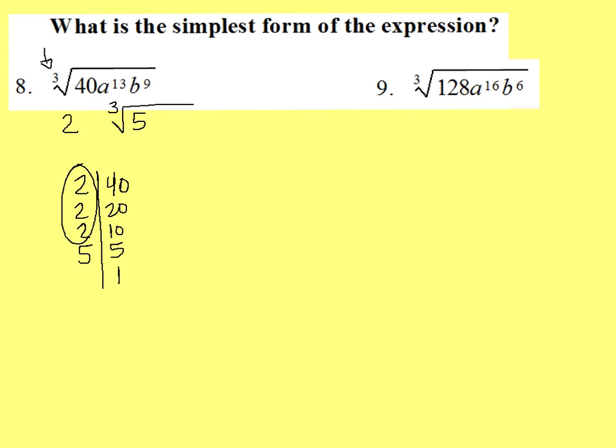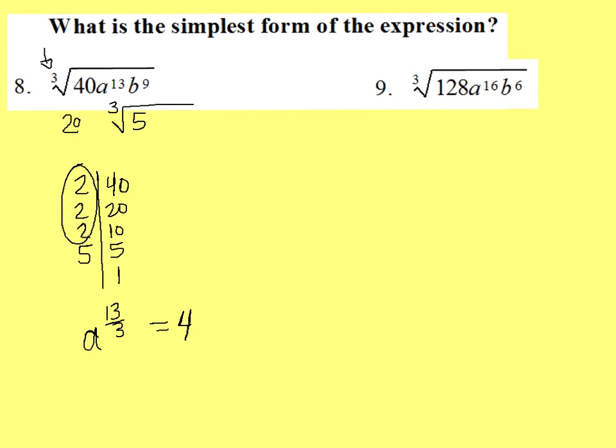Now we have 13 A's. And before I just said take your 13 and we need to divide it up into groups of 3. So 13 divided by 3, we get 4 groups, with just 1 left over. So A to the 4th comes out, but that 1 A is left over.